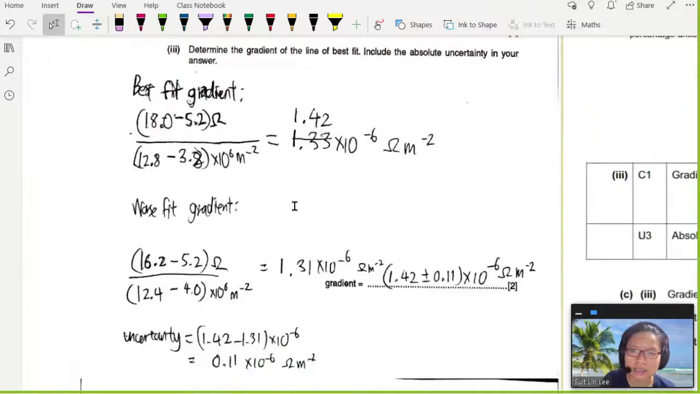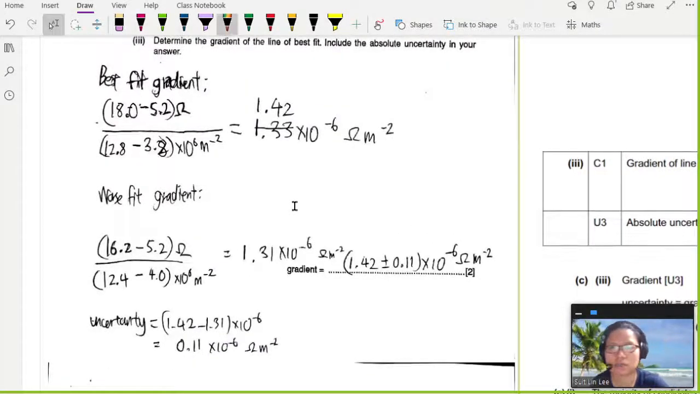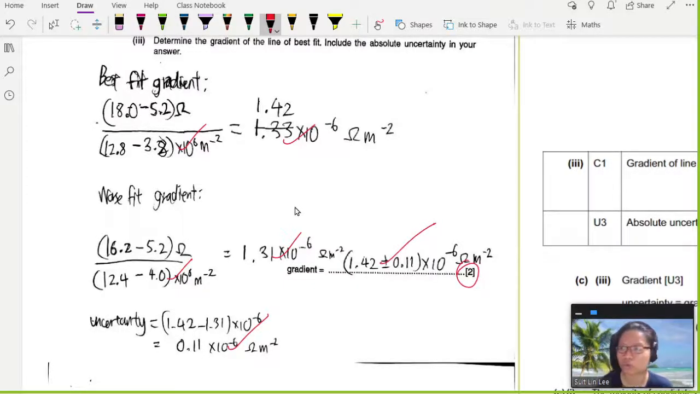So there is clear demonstration of using coordinates, I mean the method to find gradient. I like to see working like this. You find the gradient of your best fit line and your worst fit line, because you're looking for absolute uncertainty, so the answer is clearly shown. This one can get 2 marks.